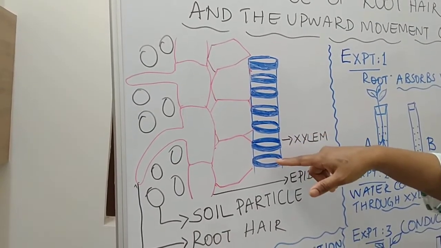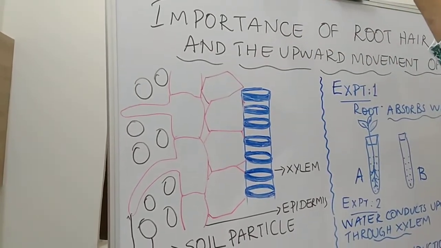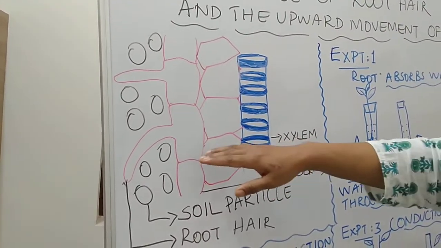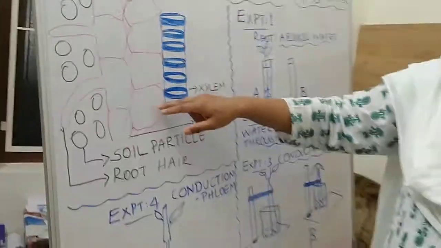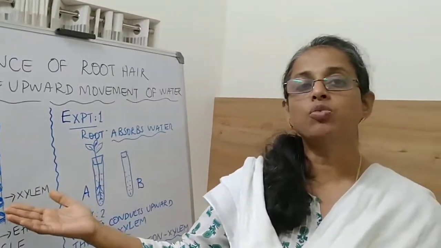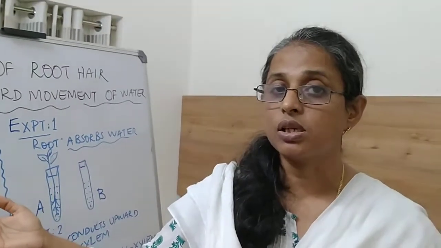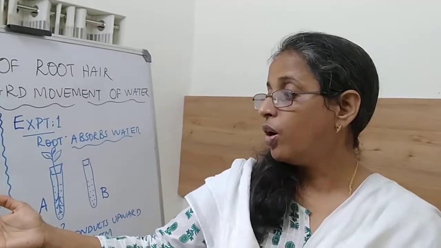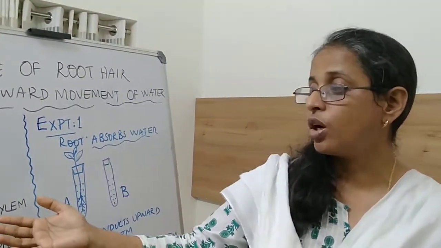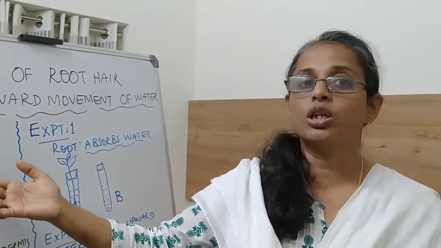So the xylem of the root is continuous with the xylem of the stem and the xylem of the leaf. It's a continuous column. Once the water has entered the xylem by osmosis, there's an upward push that pushes water upwards. That's due to the turgidity of the cells that have already absorbed water. We call this pressure root pressure.